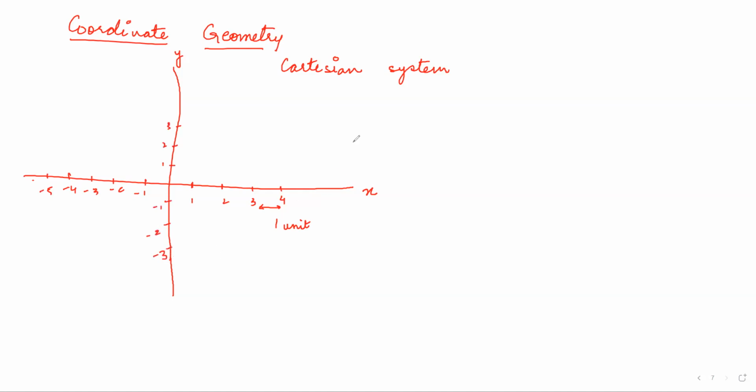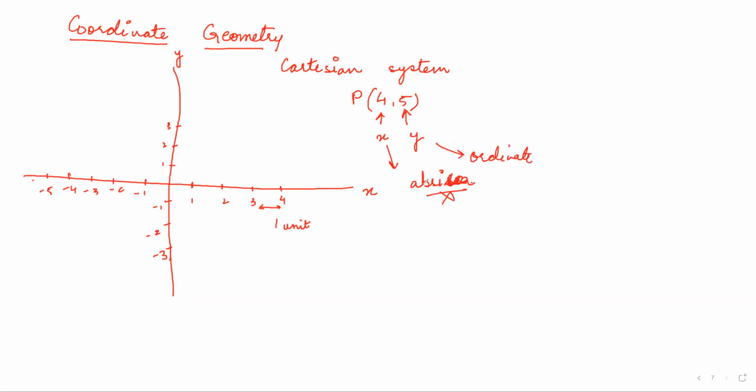Now, how to locate a point? For example, I have a point 4 and 5. What does it mean? We write it like this, point 4 and 5. So this 4 means your x distance on the x-axis, and the y means your distance on the y-axis. So x is called the abscissa. What was the spelling? I simply forgot the spelling. I'm sorry. And then this is called ordinate.